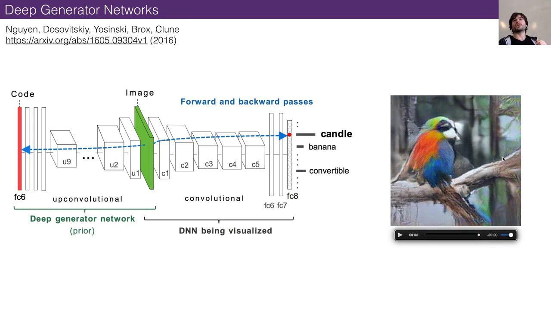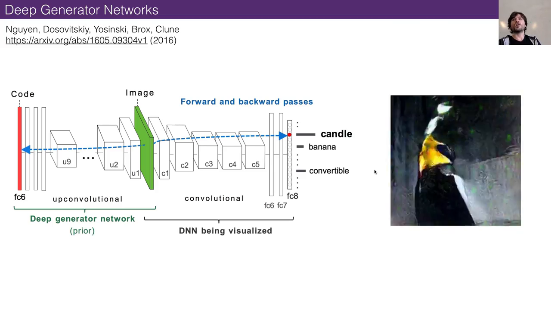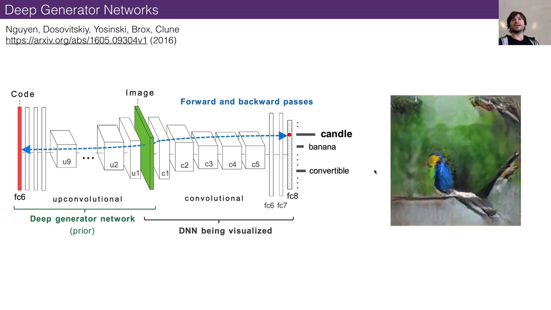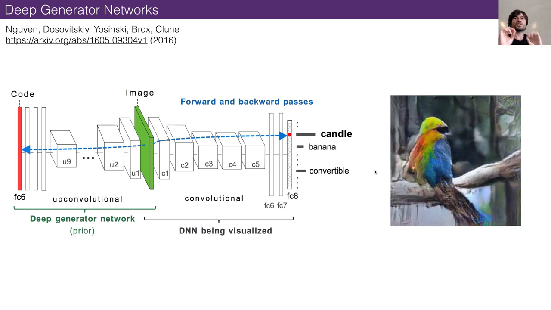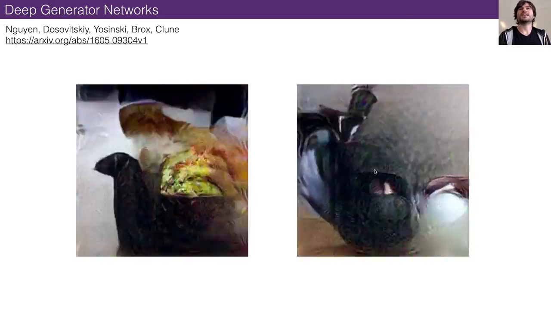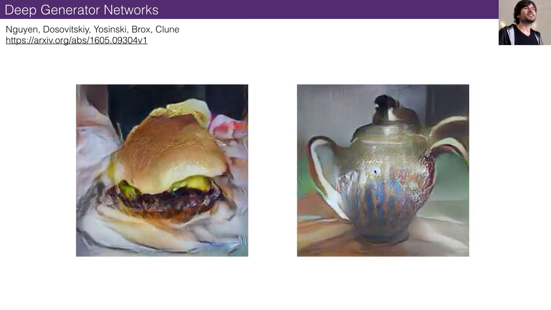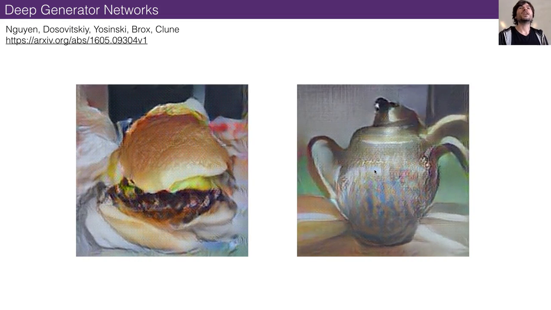So for example, this is a macaw. It's a bird, right? And this is the process of actually optimizing that code so it optimally activates the macaw neuron. And this on the left is a cheeseburger being optimized. This is still two networks in an adversarial setup, or not as adversarial. It is, but there's also this other aspect, the sort of Deep Dream optimization type thing. And obviously, there's a teapot.